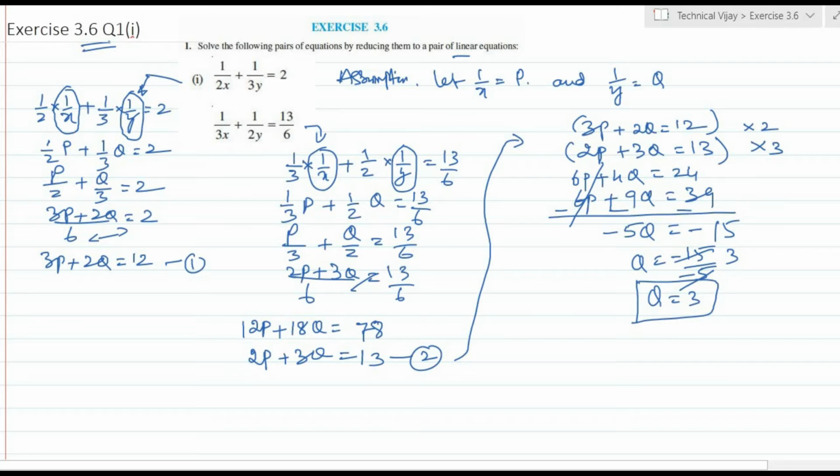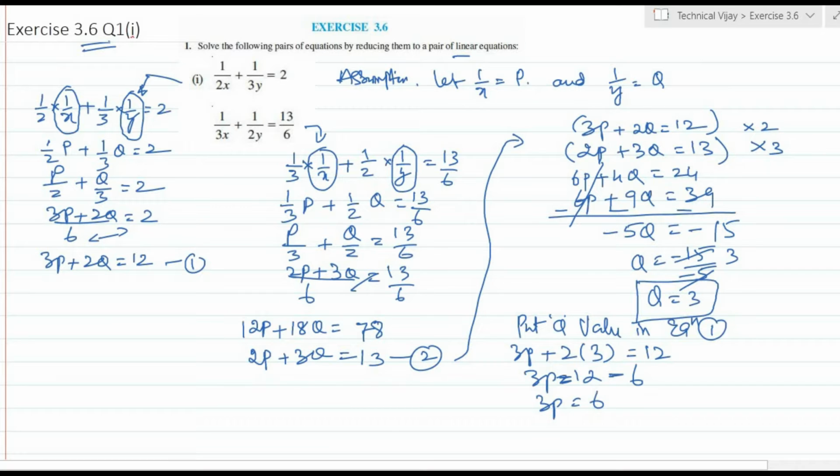Q value we got. This we can substitute, put the q value in any one of the equations, that is equation 1. So here 3p plus 2 into 3, that is, the q value is 3, is equal to 12. So 3p is equal to 12 minus 6, since 3 twos are 6. So 3p is equal to 6. P is equal to 6 divided by 3, 3 twos are 6. So p is equal to 2. So this is the p value.